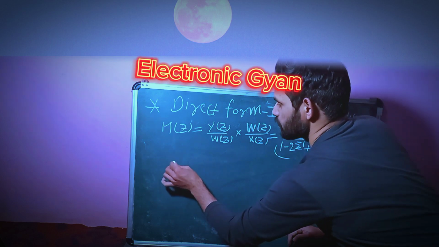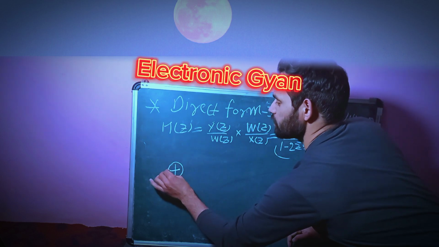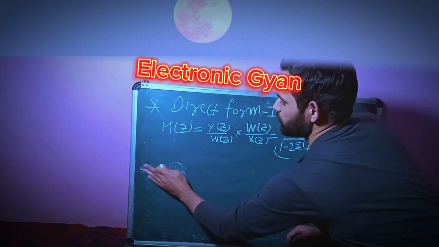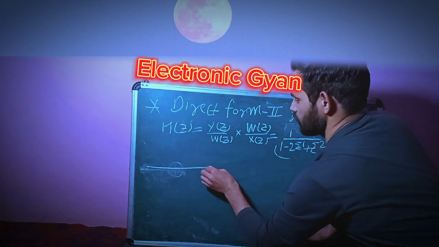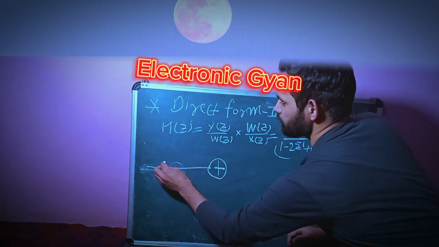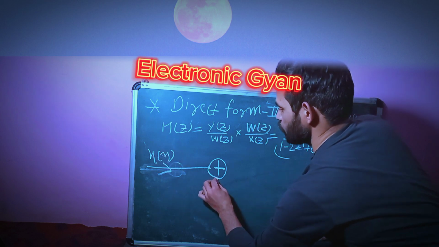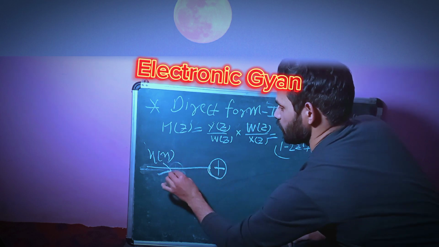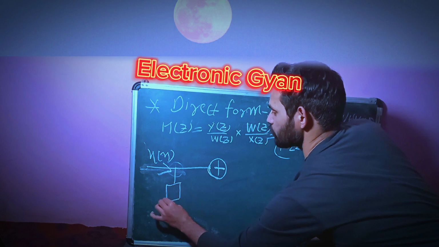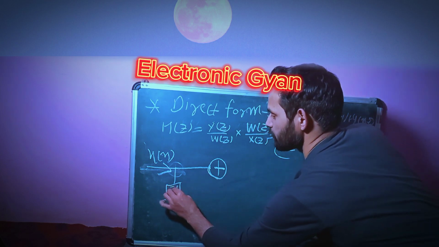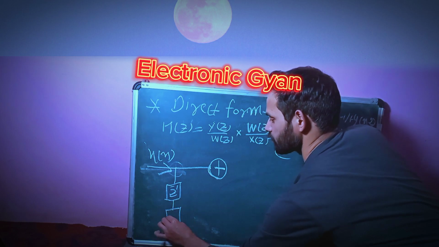Now see here, feedback path. So this is my feedback path here. This is my x of n. Okay, so this is the feedback path. Here, the delay in feedback is two delays in the feedback path. This is z minus 1 and this is my z minus 2.